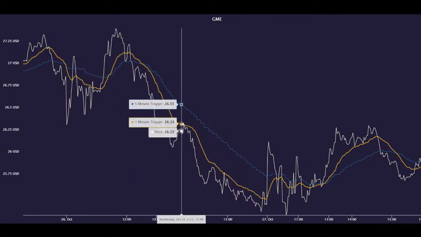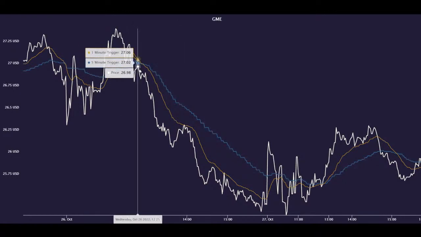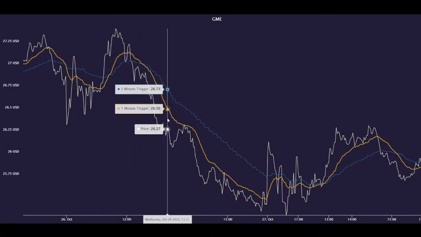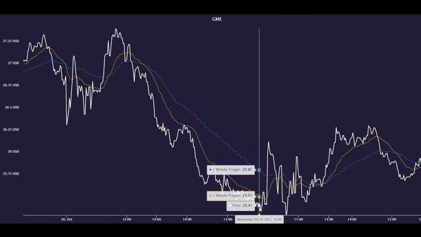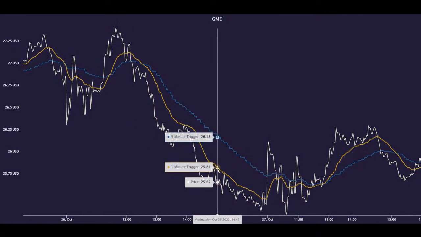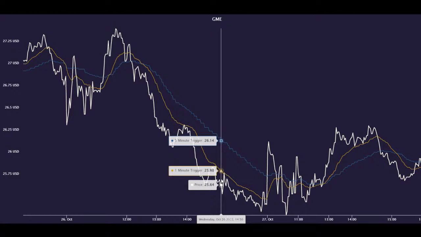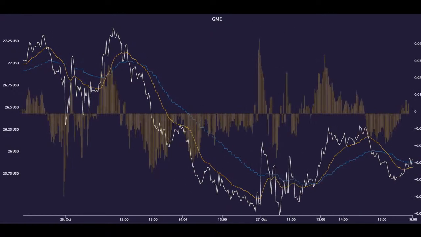Our stop loss will be if price breaks above the 1 minute trigger. So you can see once the 1 minute trigger crosses the 5, we could have ridden this short all the way down, right? So that's one way you could use Anemoi. Another way you could track velocity. This is something we like doing a lot.